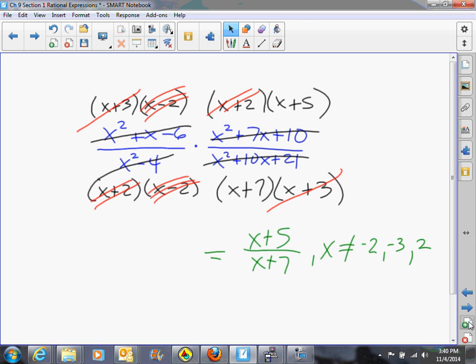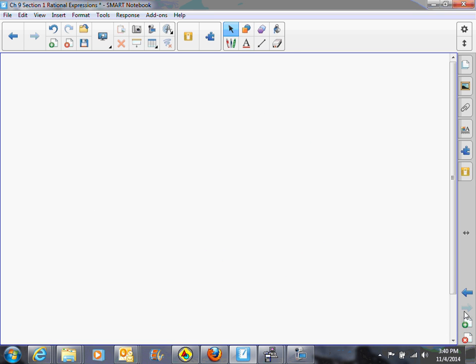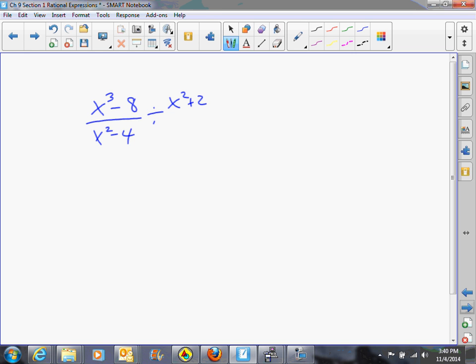Now, if we're dividing rational expressions, then it's important for us to change that to a multiplication problem and then do just what we did in the last one. So let's imagine we have x cubed minus 8 over x squared minus 4, and we're dividing by x squared plus 2x plus 4 over x plus 2.